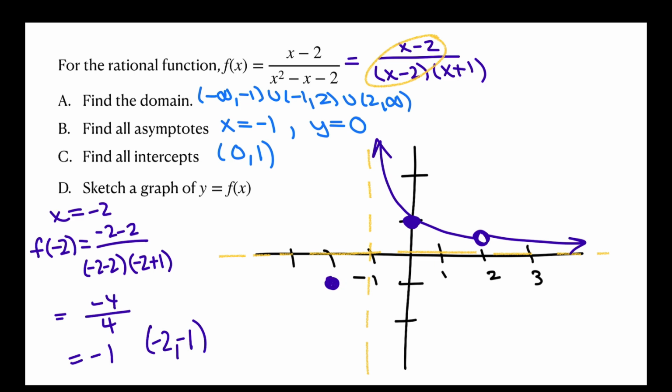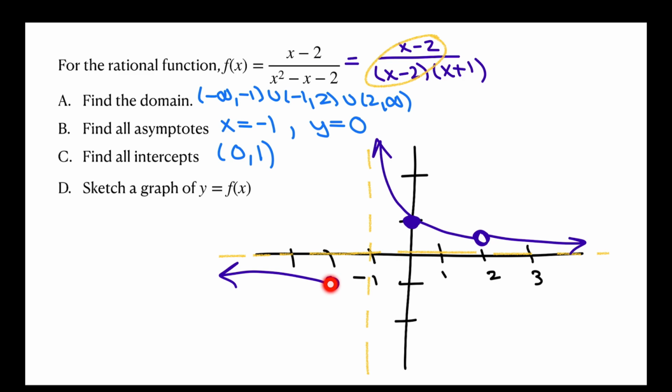Then to draw my graph, as I go to the left, this function has to be approaching my asymptote. So it has to be approaching y equals 0. And as I go to the right from this point, we have to be going towards that vertical asymptote. I know it has to be going down. Again, it's not going to go up because there are no x-intercepts. So it has to be going down towards that vertical asymptote. And there's my rough sketch of this function.